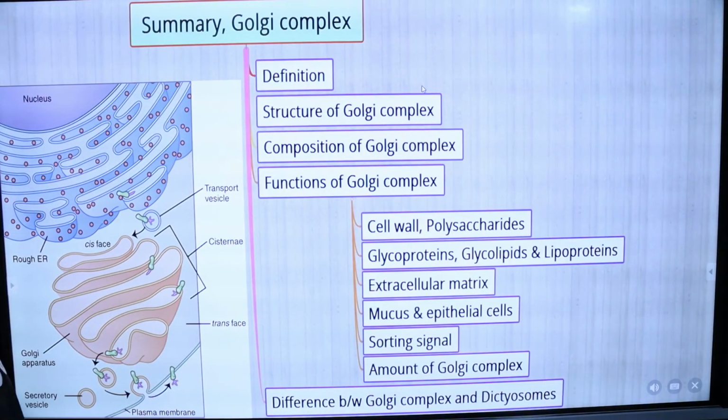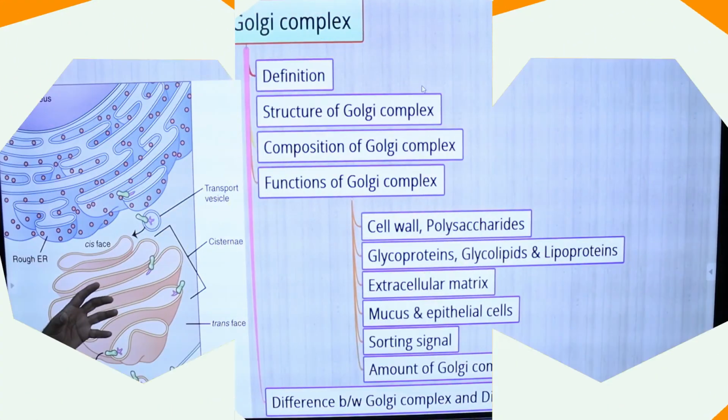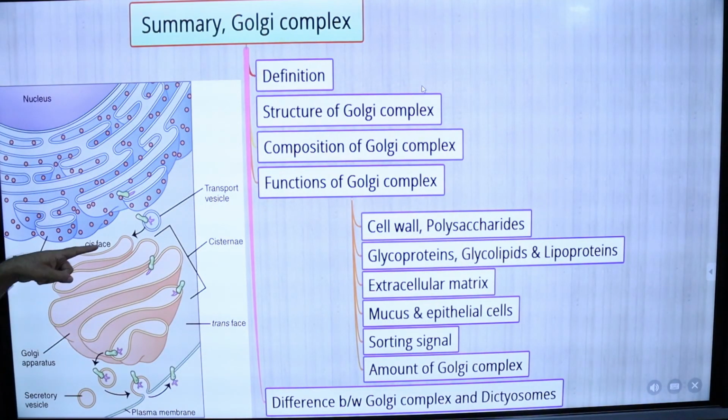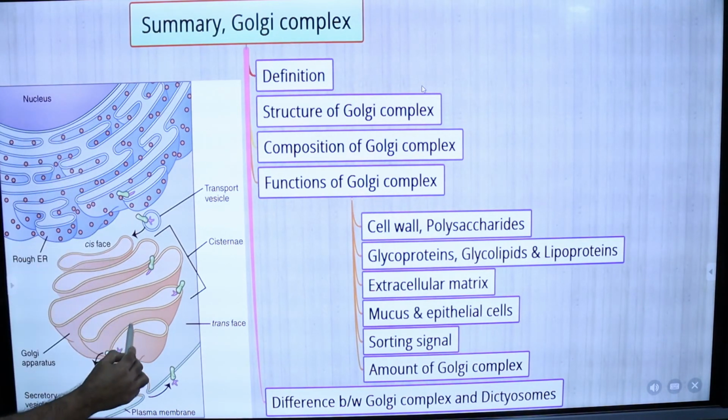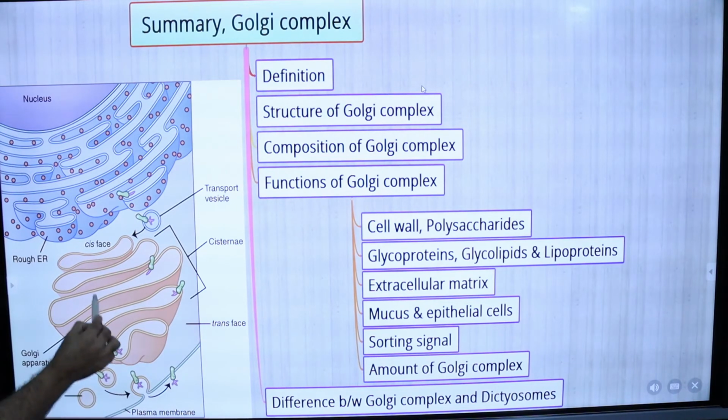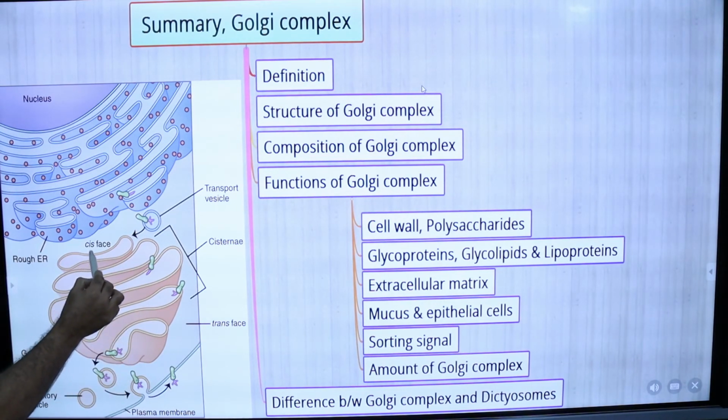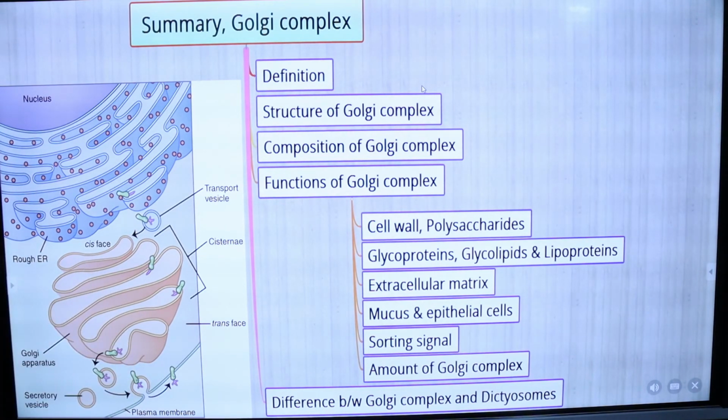Structure and composition of Golgi complex. The Golgi complex consists of flattened membranous sacs which are called cisternae, and each cisterna has an internal space that is called lumen. The Golgi complex has three areas, that is cis phase, trans phase and medial region. Cis phase is facing the nucleus, trans phase is facing the cell membrane, and medial region is present between the cis phase and trans phase.